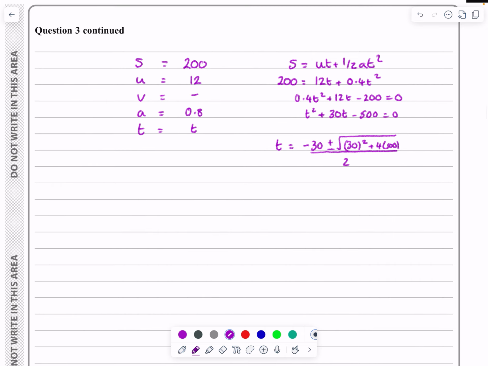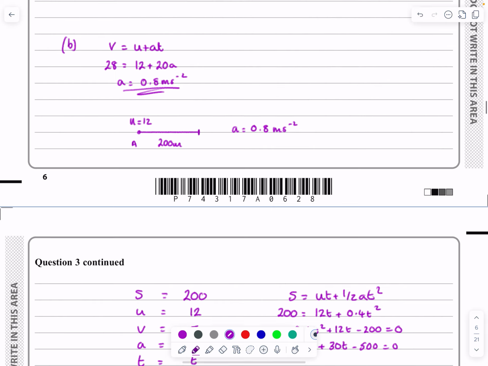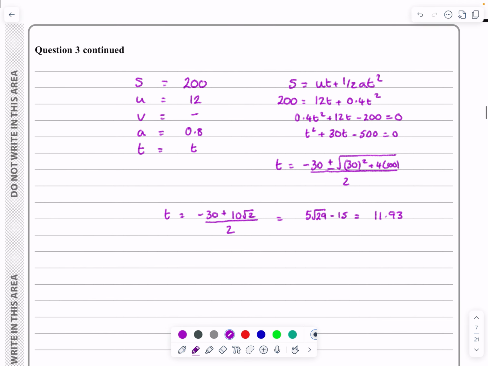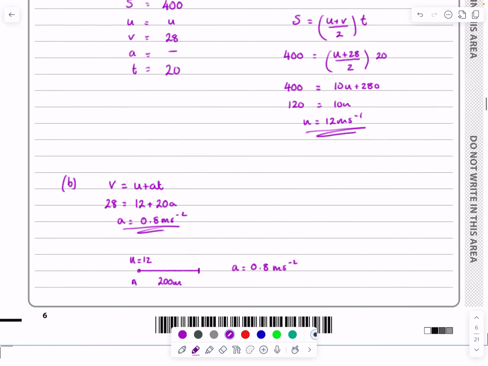And I'll just tell you then that that gives us t working out to be equal to minus 30 plus or minus 10 root 29, over 2, but I don't want the minus one, I only want the plus one. That works out to be 5 root 29 minus 15, or if you're doing it as a decimal equivalent, 11.926, 11.93, something like that. Did it say anything? No, it didn't say anything about what it wanted it as, so either of those two things would be fine as an answer. Okay, on to part C.